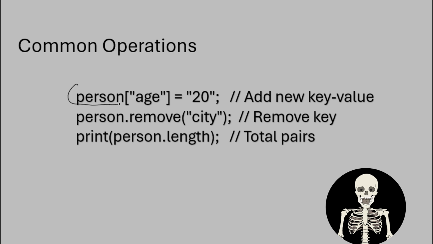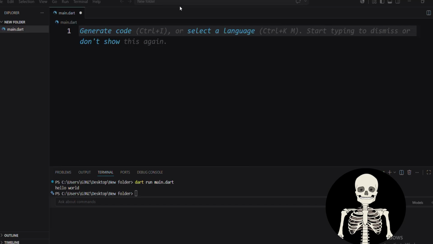There are some operations also used in a map. If we want to add something, we just write the map name, person. After that, we add the key, and then we can add its corresponding value. To remove, we just use remove, and to print the length we use print person dot length.